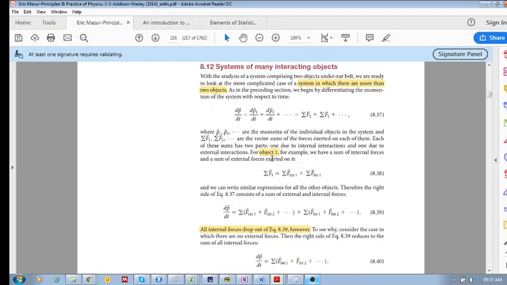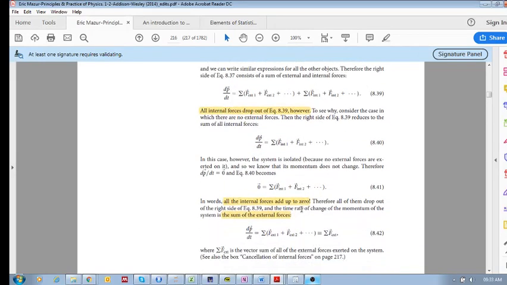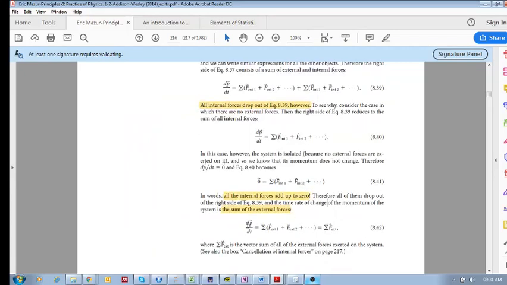You can go through this, but the conclusion is the same: all internal forces add up to 0. If you've got not only two objects, but three objects interacting, or 4, or 100, or 10 million, if they're inside the system, then the forces that they exert on each other are all internal, and they add up to 0. So the time rate of change of the momentum for a system is simply equal to the sum of the external forces. Again, please make sure that you know how to identify what is external and what is internal.